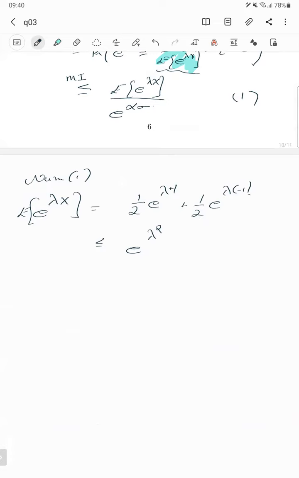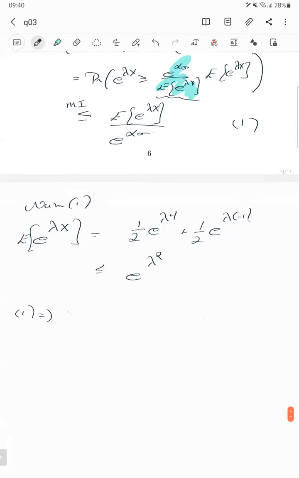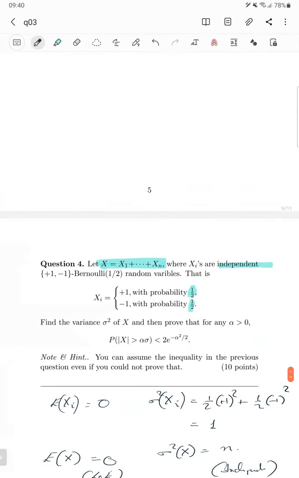For any lambda, and hence your 1 would now become the probability of the event that we are looking for. Probability of x greater than alpha sigma is upper bounded by e raised to lambda squared by e raised to alpha sigma. Okay, so I think here I only needed lambda equal to 1, right?